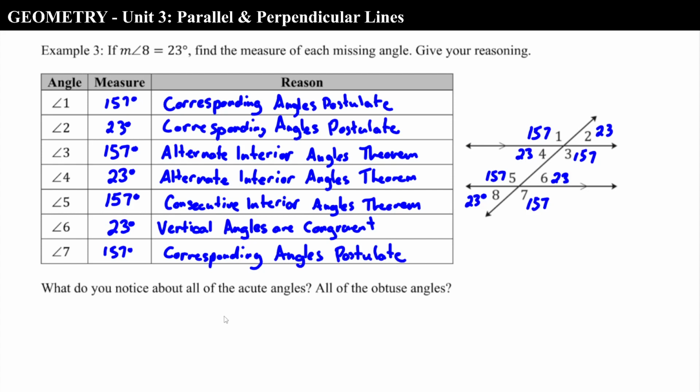So what do you notice about all the acute angles? Well, all the acute angles are 23 degrees. What about all the obtuse angles? Well, they're all 157 degrees. So what we can find out here is if we have two parallel lines cut by a transversal, then all the obtuse angles are going to be the same and all the acute angles are going to be the same measure.